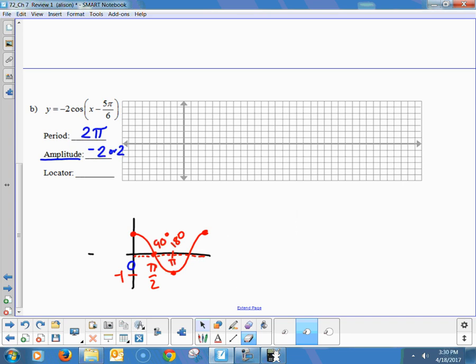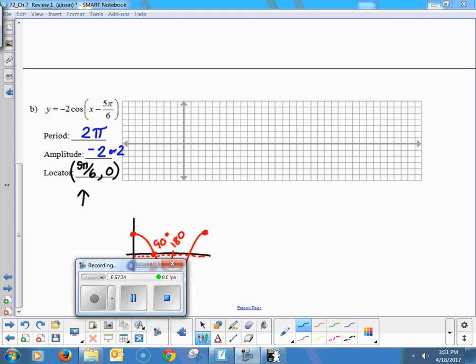Okay, let's find a locator. The locator is going to be hk. My h is 5 pi/6, and the k is 0. Because we're starting at 5/6 pi, I would really like to make sure that we make pi a multiple of 6. So I'm going to go ahead and pause this. Just to be safe, I'm going to let pi be 12 units, because I know that I can divide that into 6 pieces very easily.